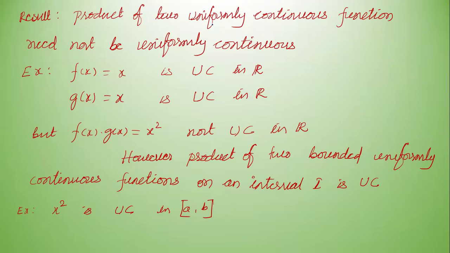Product of two uniformly continuous functions need not be uniformly continuous. For example, f of x equal to x is uniformly continuous in R. G of x equal to x is uniformly continuous in R. However, f of x into g of x is equal to x square, which is not uniformly continuous in R.